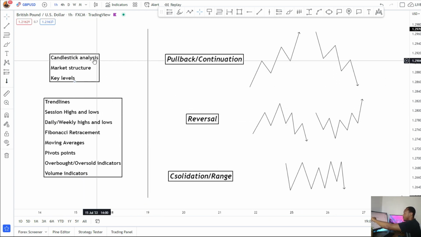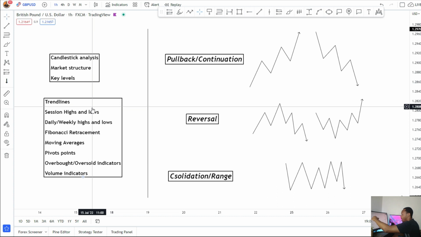Now, I've boxed this off. These are the three main things I look for in my type of trading, my strategy: candlestick analysis, market structure, key levels. Those are the three things I'm looking at, regardless of whatever happens. Those are my core techniques, strategies, what I use to analyze and trade the market.